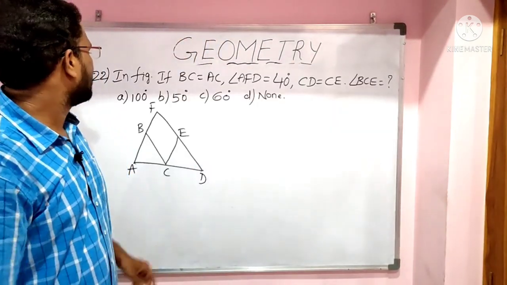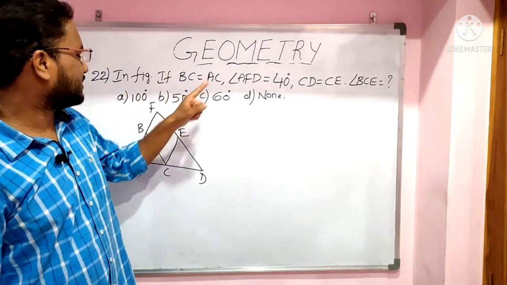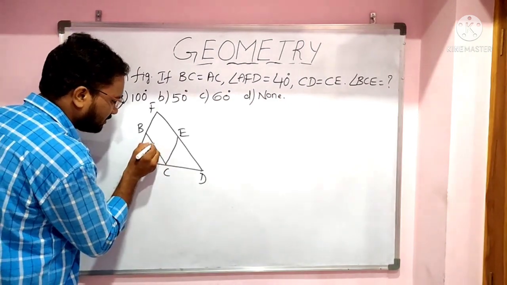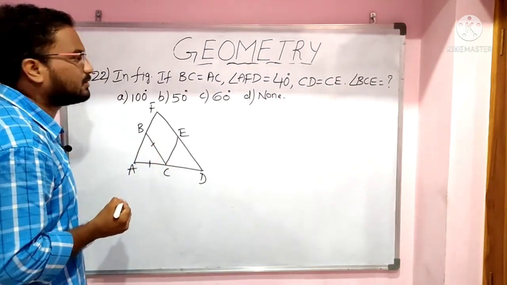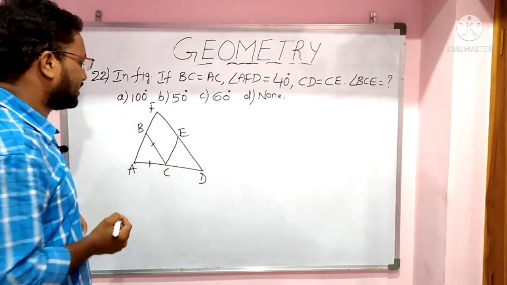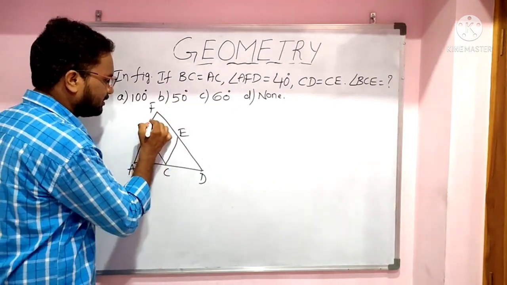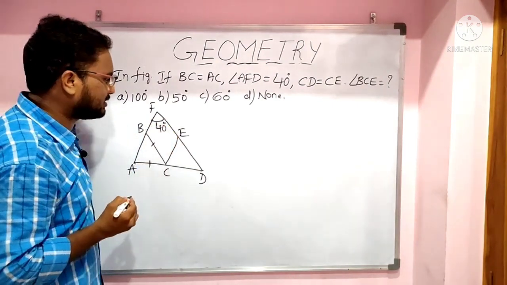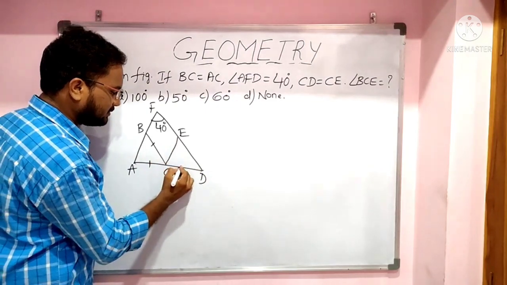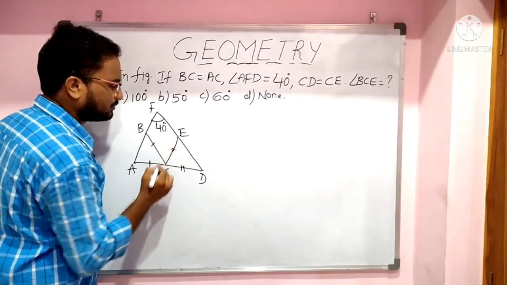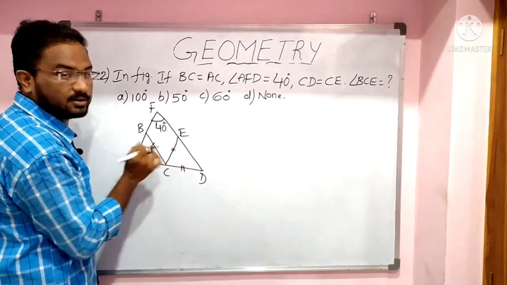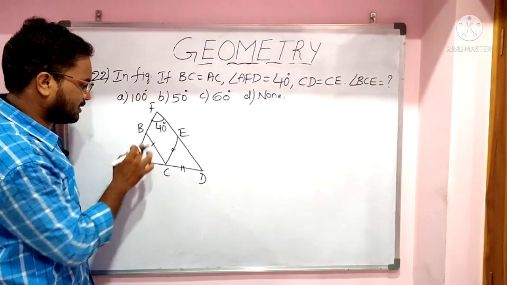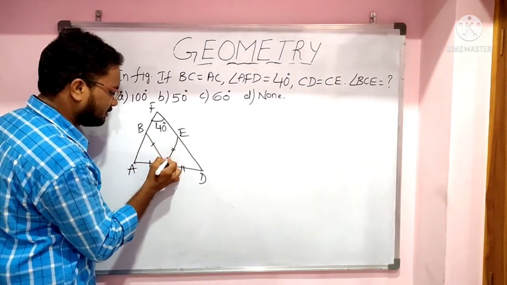Next problem. In the figure, if BC equal to AC, so these two sides are equal. BC equal to AC. Angle AFT equal to 40 degrees. CD equal to CE. These two sides are equal and these two sides are equal. And we need to find angle BCE.